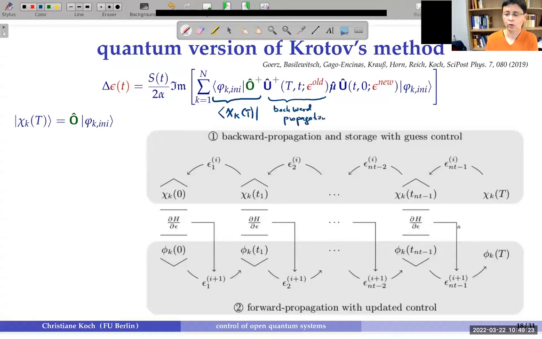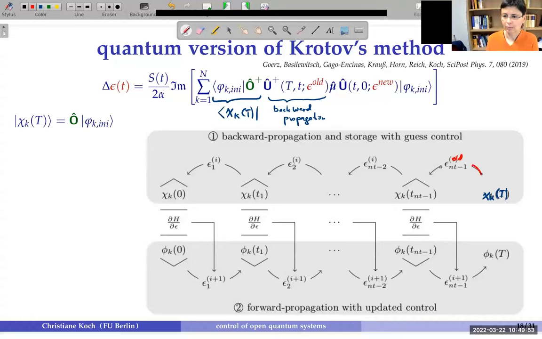And this is what is shown on this graph also. So I'm starting, for each of the states in my logical basis, with this state at final time, which I know because I know my basis and I know my desired target. And then I'm using the guess pulse, or the pulse from the previous iteration, the old. Okay, so the epsilon here is old.